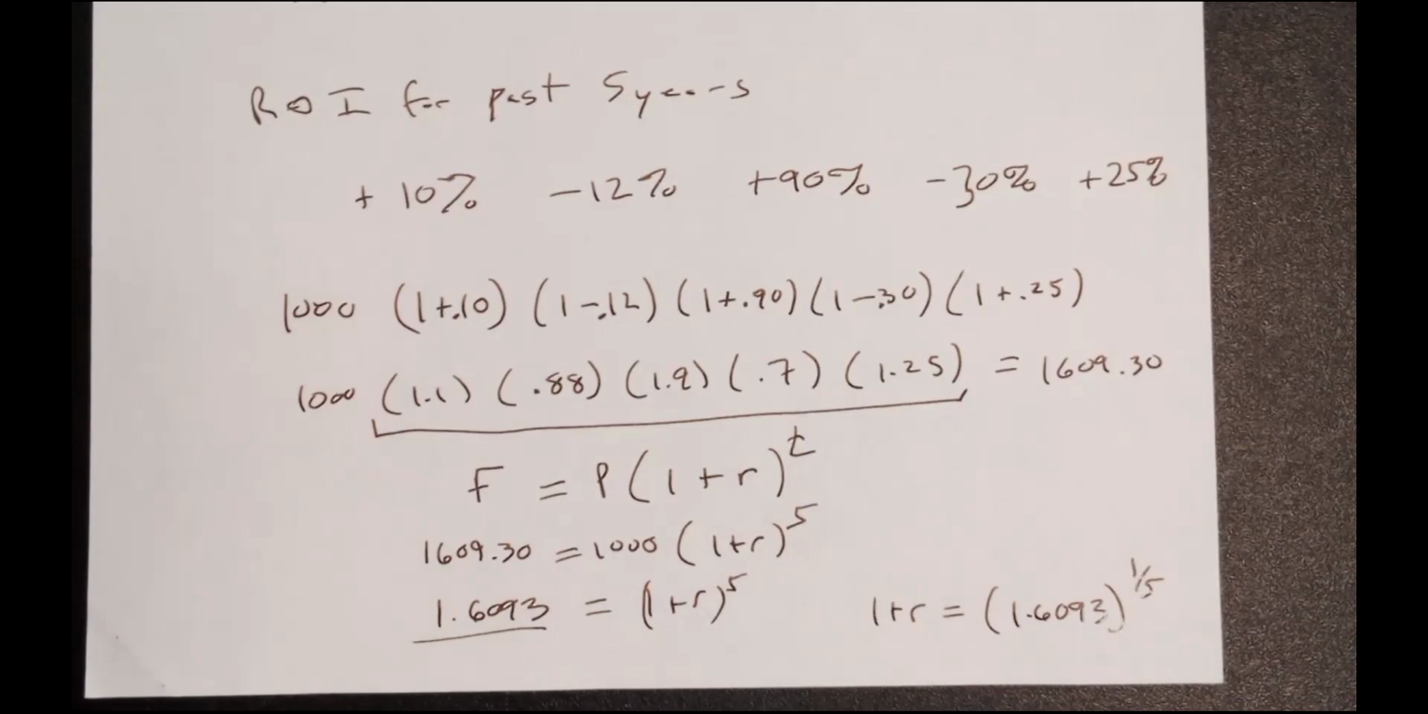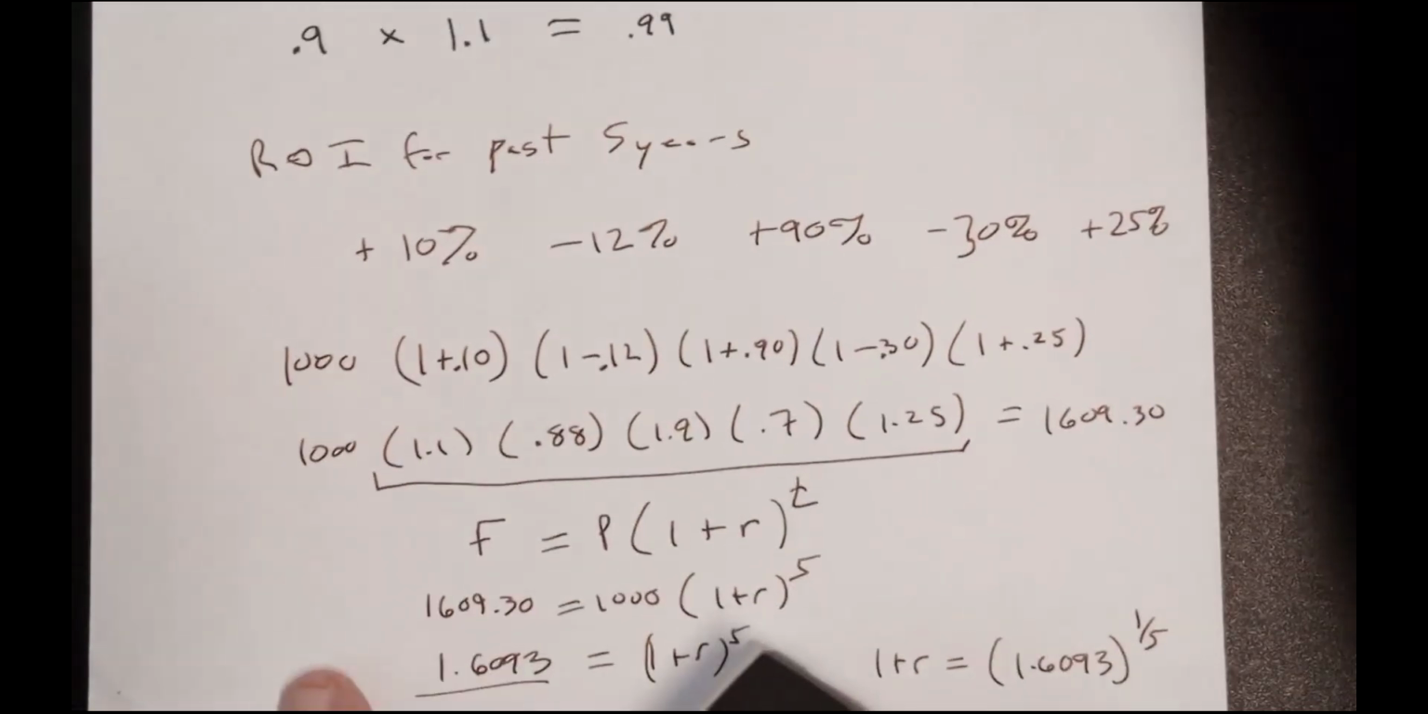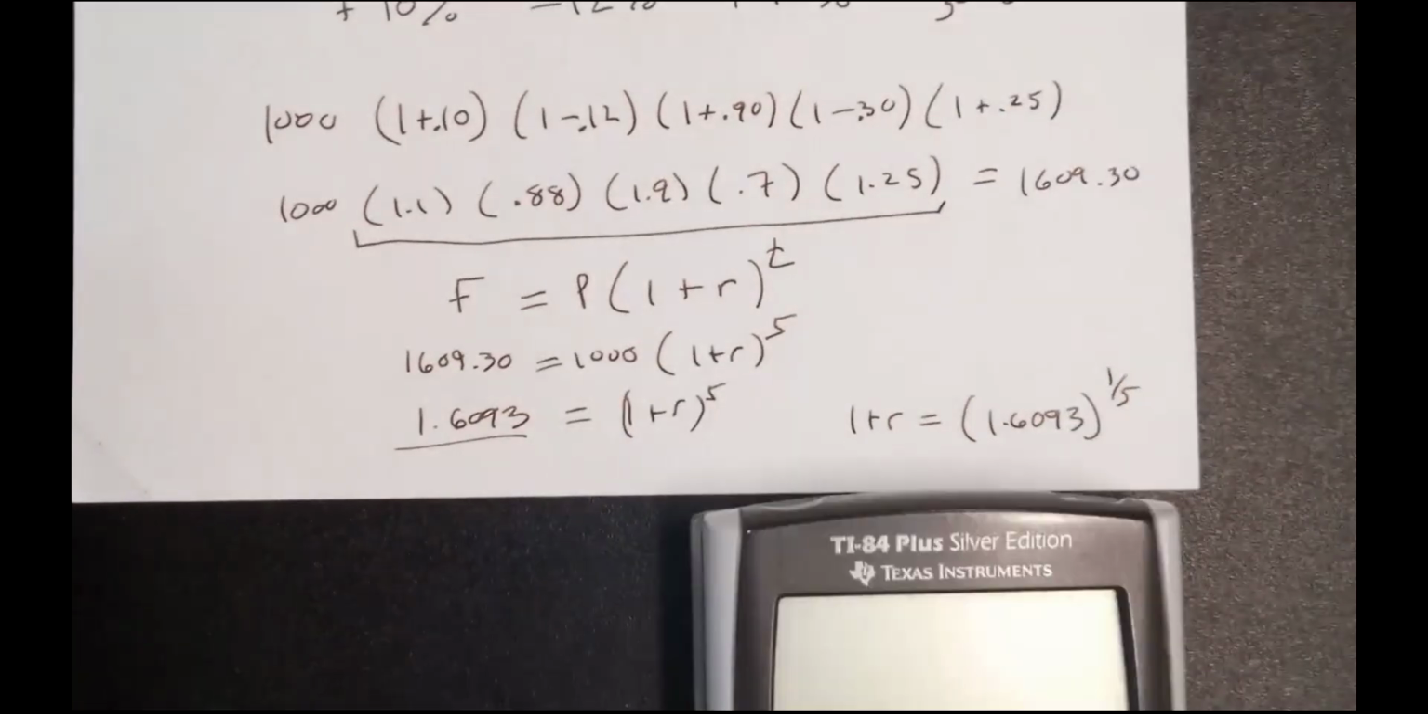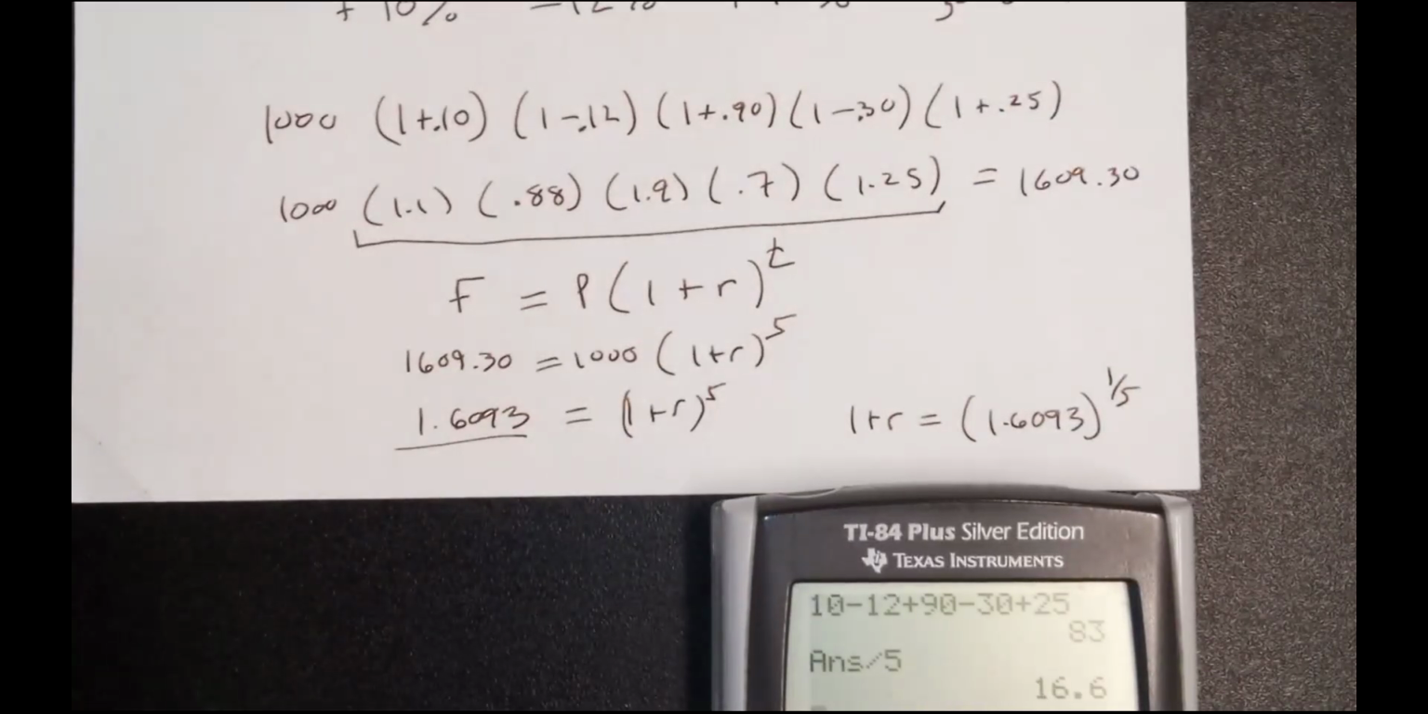of 1.6093. Now, on your calculator, you should have a power button. You can raise directly to the 1/5 power on your calculator. So I'm going to do exactly this calculation: 1.6093 raised to the 1/5. I'm even typing it as a fraction.